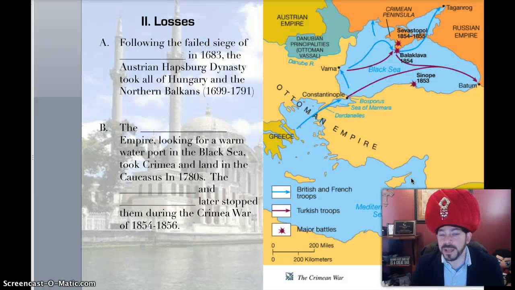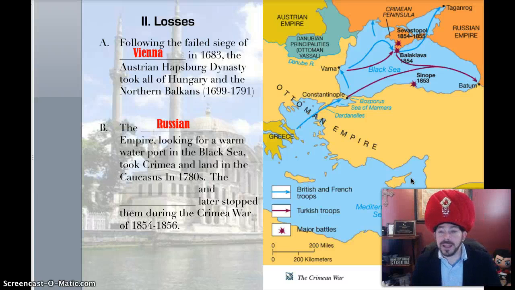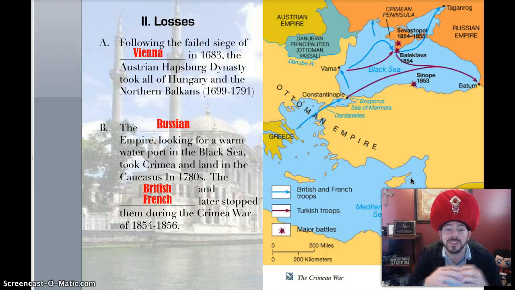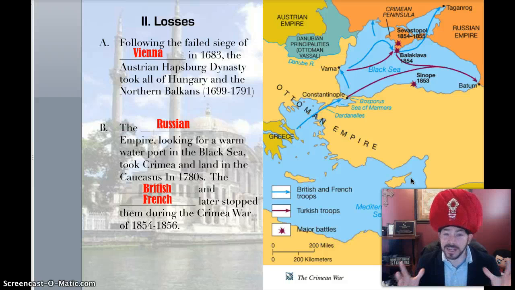Then, of course, the external problems we have are battles. First, they failed to take Vienna in 1683. And then we see the Russians, who are always looking to push their influence into the Mediterranean, go to war against the Ottomans in what's called the Crimean War. And the Russians probably would have won if not for the help of the British and the French, who did not want the Russians upsetting the balance of power in Europe. So they end up fighting the Crimean War against the Russians, and they do end up stopping them from taking over Istanbul and totally crushing the Ottoman Empire.